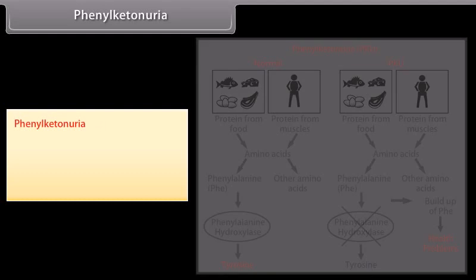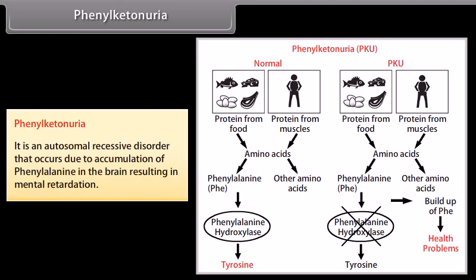Phenylketonuria. It is an autosomal recessive disorder that occurs due to accumulation of phenylalanine in the brain, resulting in mental retardation.